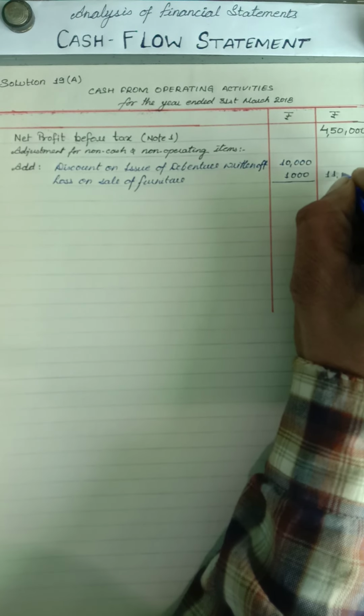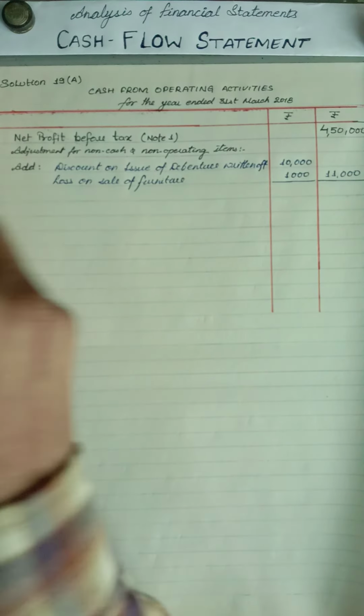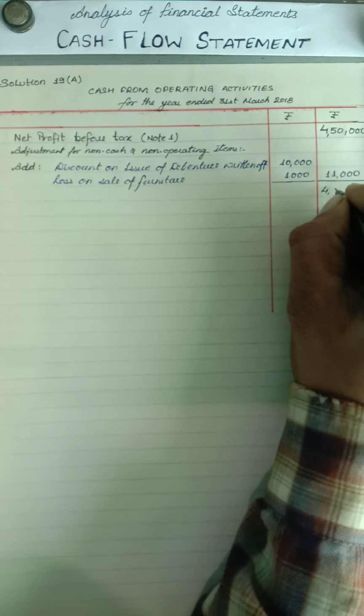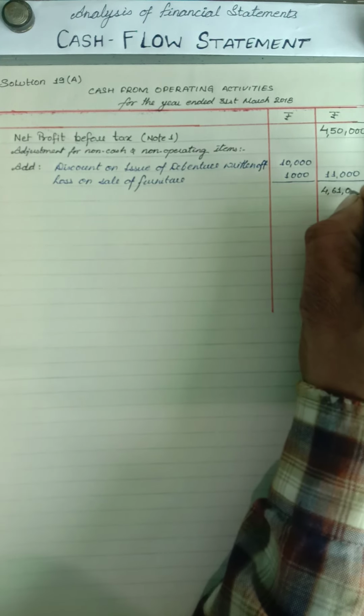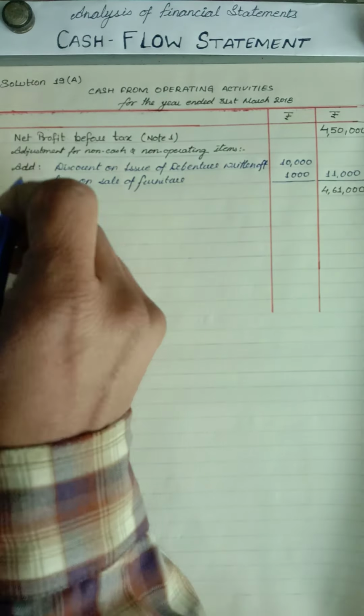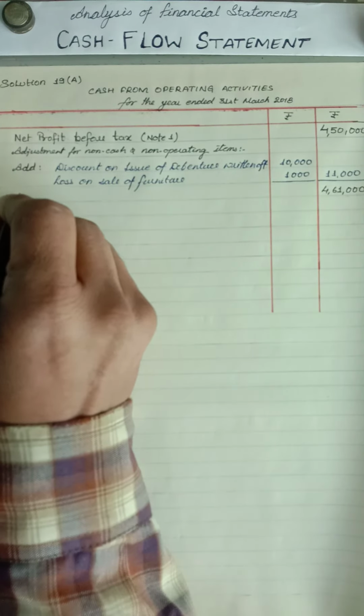It is 11,000 rupees. And the new amount you will get is 4,61,000, and this amount is to be subtracted by. Addition part is this. Now we will subtract. So less, we have to subtract the things.